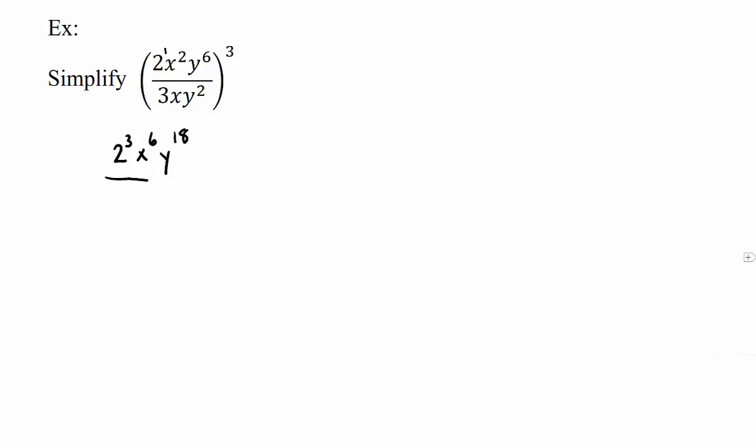to be 18. All divided by, and then that's going to be 3 to the power of 3 because there's a hidden 1 there. There's a hidden 1 on that x, so that'll be x to the power of 3. And then on the y's, 2 times 3 is going to be 6. I'm just going to simplify the numbers here. So 2 to the power of 3 is 2 times 2 times 2, which is going to be 8. And then this is x to the power of 6, y to the power of 18. And then the denominator, 3 to the power of 3 is 3 times 3 times 3, which is 27. And then this is x to the power of 3, y to the power of 6.